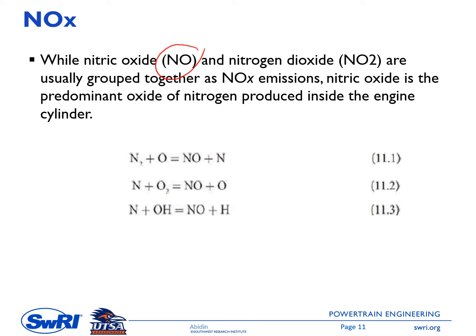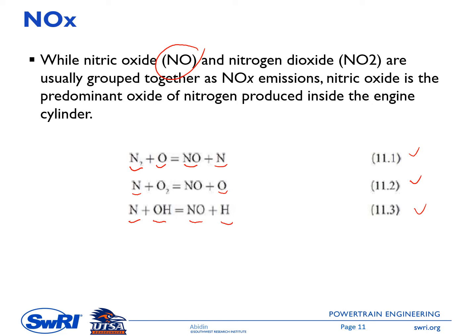These are the principal reactions governing the formation of NO from nitrogen. So we have three reactions here. In the first reaction, we have N2 reacting with a single O to produce NO and N. The next reaction is single N plus O2, and the product is NO and O. And the next one is N plus OH. The product is NO and a single H.